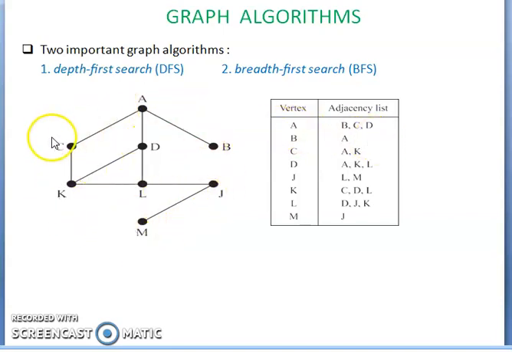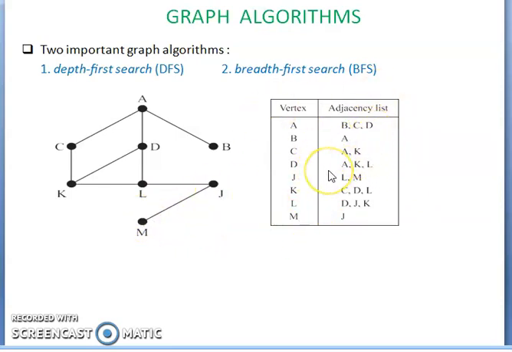For A, adjacent vertices are B, C, D. For B, the adjacent vertex is A. For C, the adjacent vertices are A and K. For D, the adjacent vertices are A, K, L. For J, the adjacent vertices are L, M. For K, C, D, L. For L, D, J, K. For M, only one, that is J. This is the adjacency list.